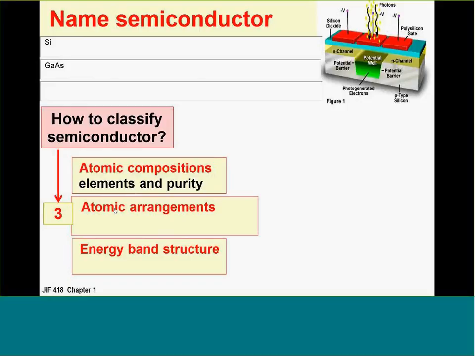Next, atomic arrangement. It can be a single crystal, polycrystal, or amorphous. And energy band structure, it can be direct and indirect. So from here, we know whether we can use it as LEDs or not, or whether we can just use it as an IR detector. So from here, we can have some idea about the optical properties. Okay, let's go and have a look at the atomic composition.